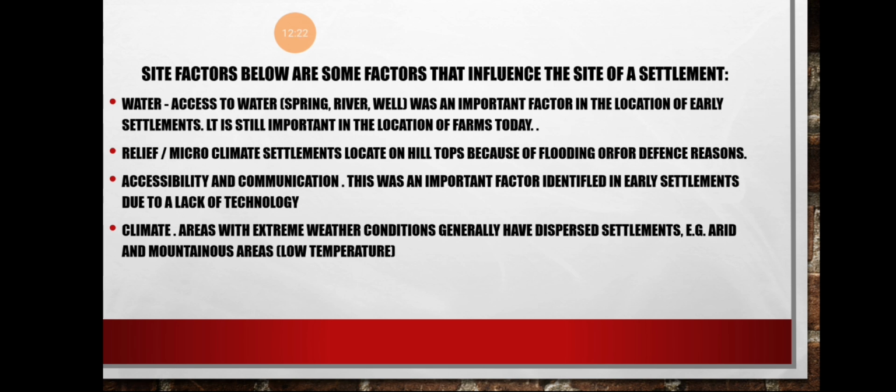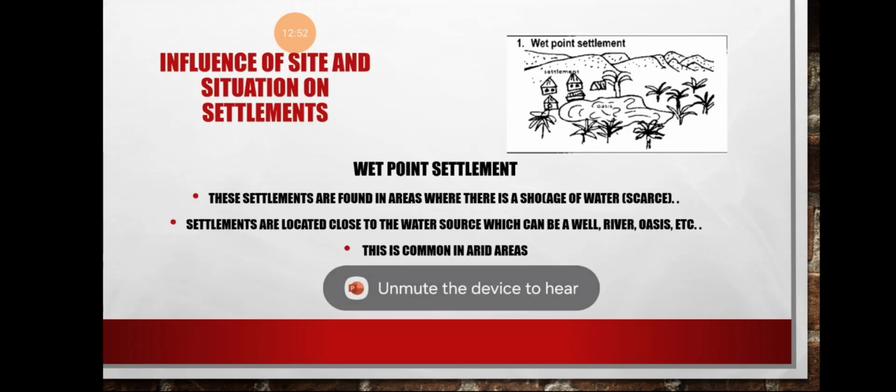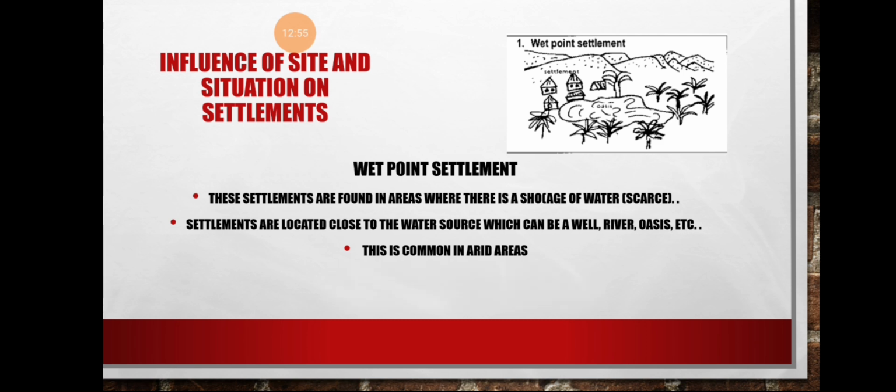Climate, it says areas with extreme weather conditions generally have dispersed settlement. They give an example of arid and mountainous areas. You may find that a person is living far away from others because the climate is not favoring them. Influence of site and situation on settlement.